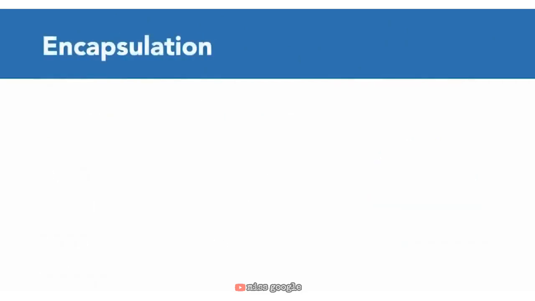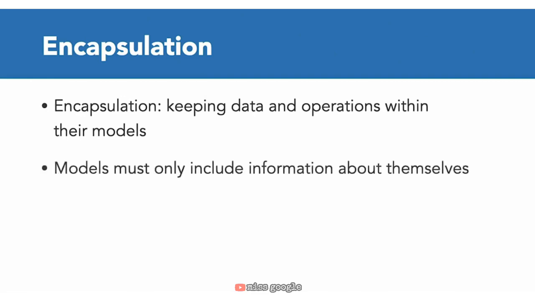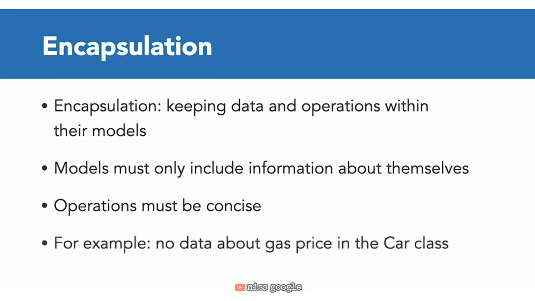Another important element of object-oriented programming is encapsulation. Simply put, encapsulation means keeping data and operations within their models. Well-defined models must only include information about themselves. Model operations must be concise. If a function is supposed to do A and B, it shouldn't do anything else. For example, the model of a car should not include the cost of filling its gas tank. That's more an element of the gas station model.